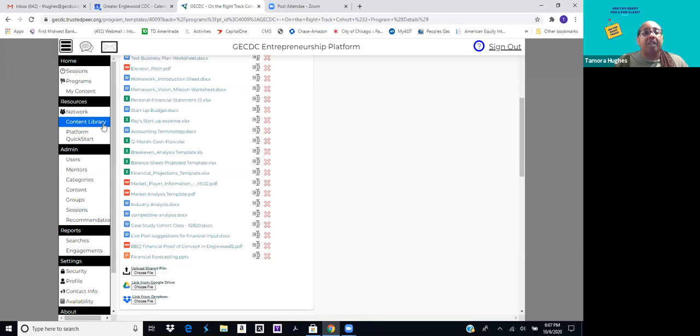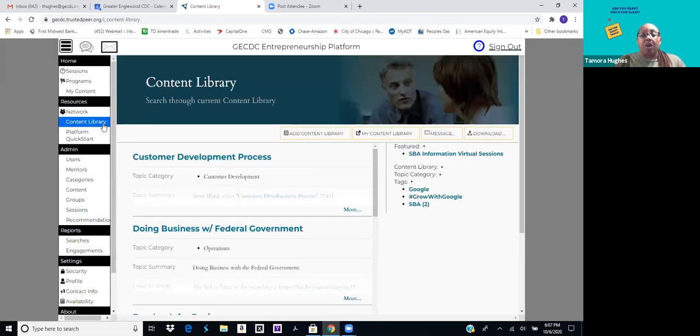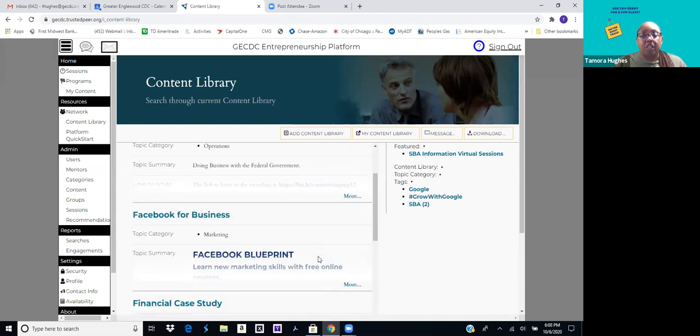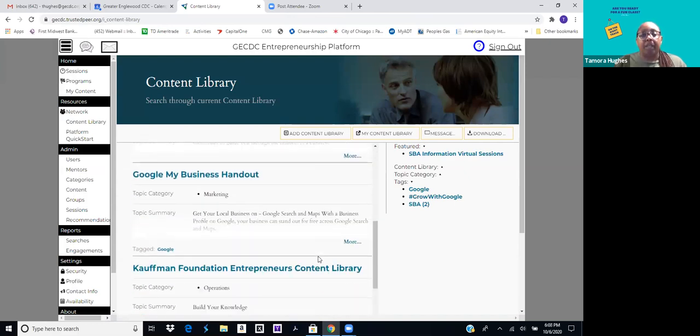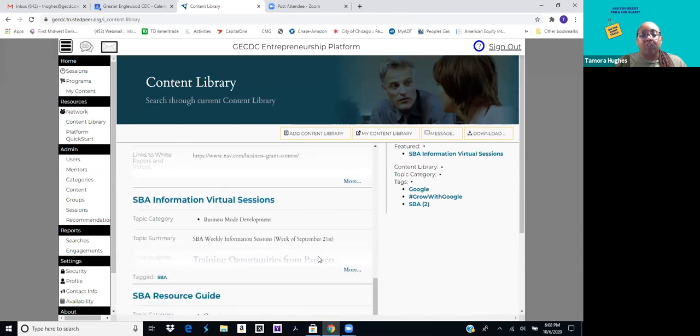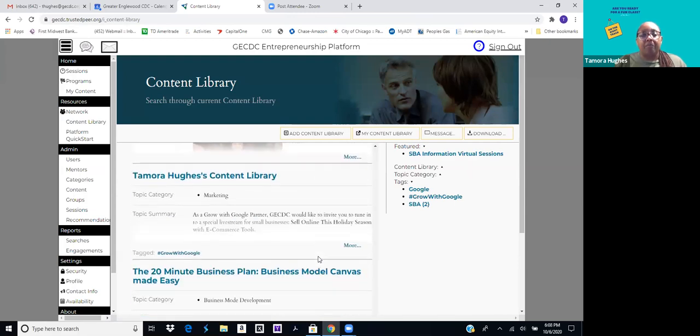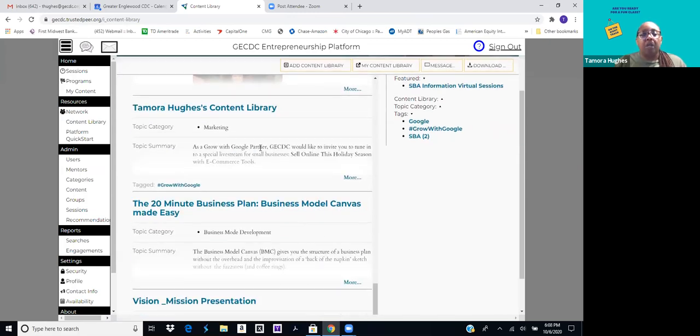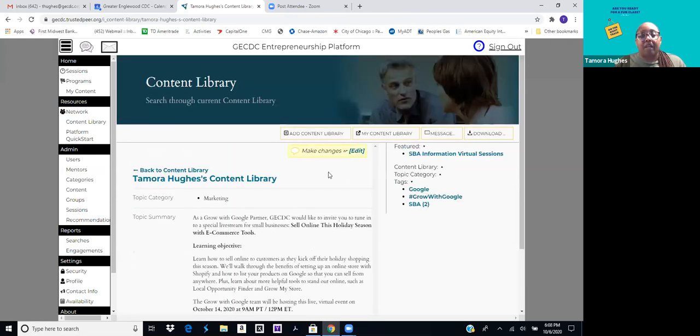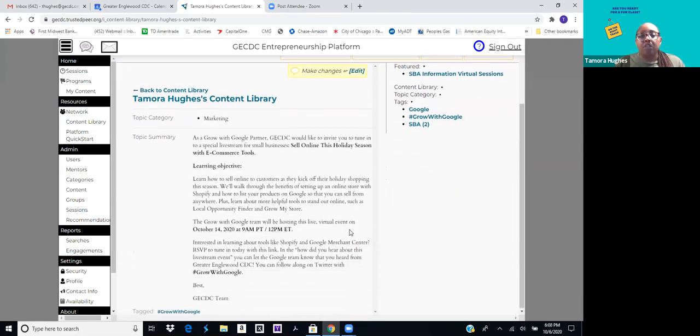Now, the other thing is the content library. We're always updating that and putting information in there. And I actually put in some information that I think will be very important for you to see. Although it's called Tamora Hughes Content Library, I forgot to change the name. But make sure you look at this. I kind of posted it.